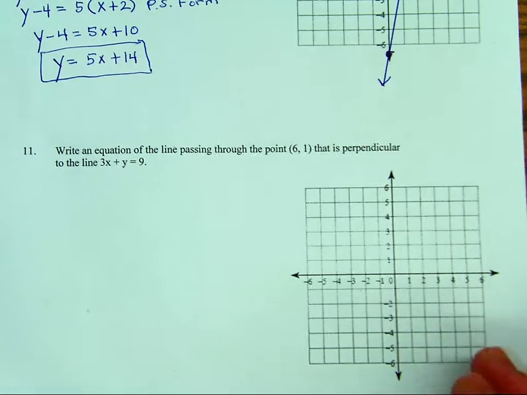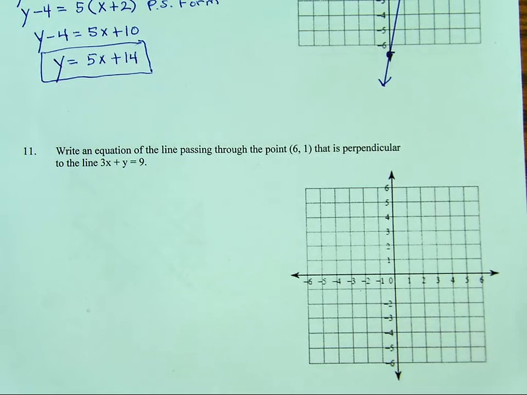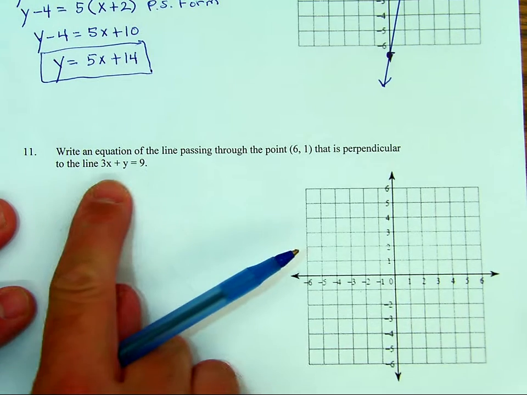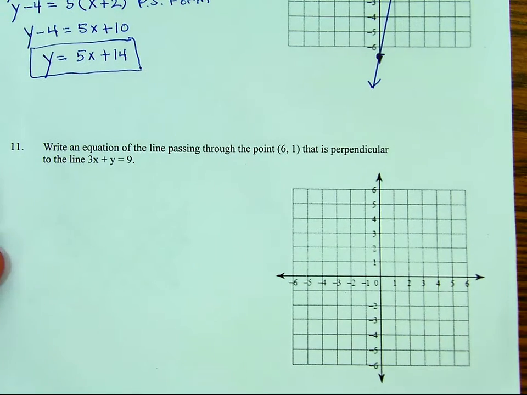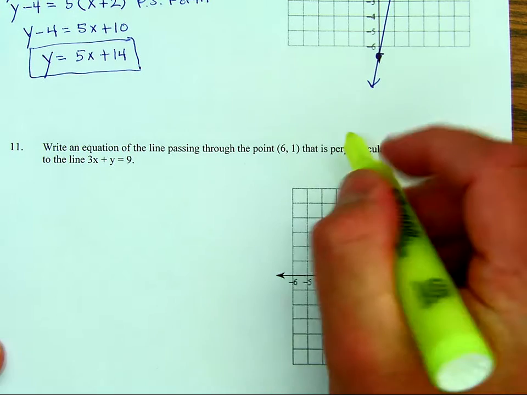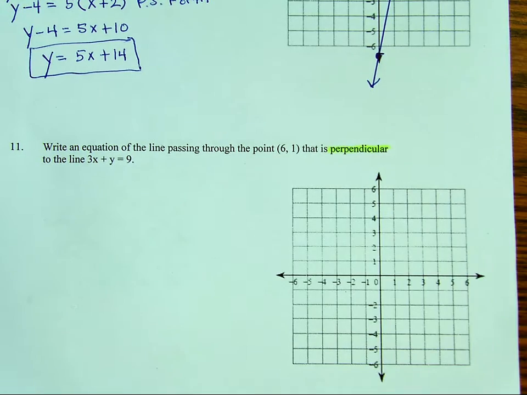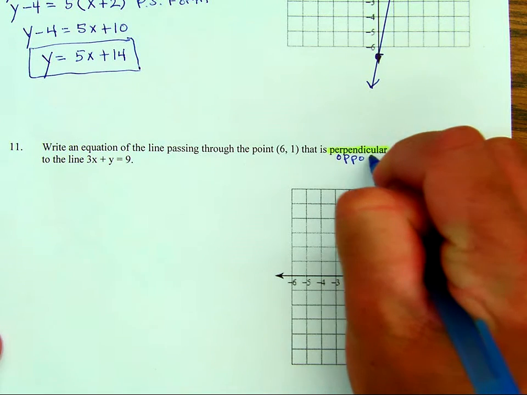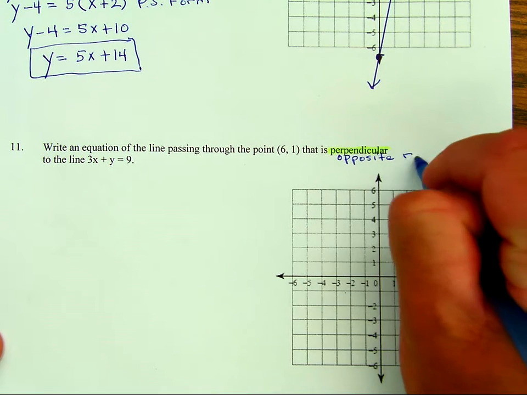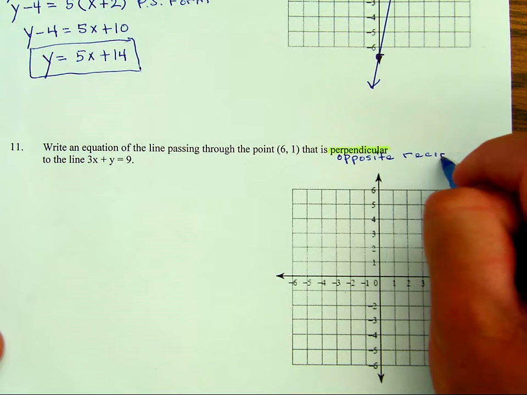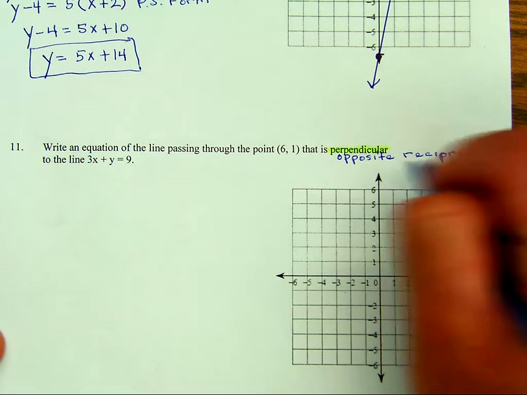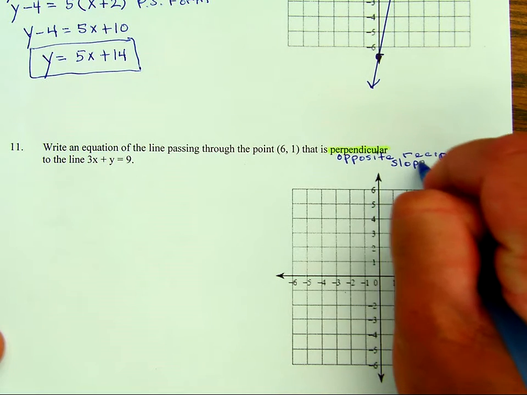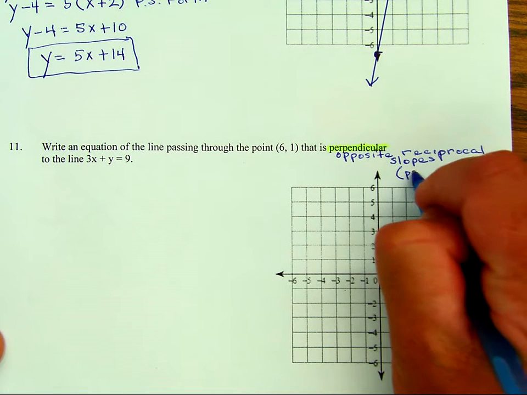Okay, number 11, write an equation of a line passing through the point 6, 1 that is perpendicular to the line 3x plus y equals 9. So I do know that perpendicular lines have slopes that are opposite reciprocals. Opposite reciprocal slopes. In other words, if you multiply the slopes, the product is negative 1.